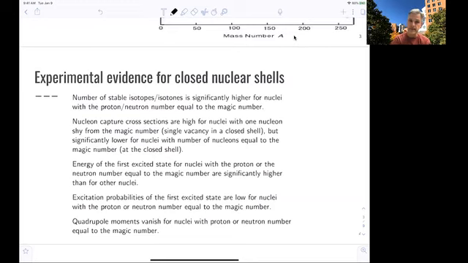You either just add a nucleon to close it, or you have to pay a higher price. The energy of excited states for nuclei with a proton or neutron number equal to the magic number is significantly higher than for other nuclei. So these are all experimental observations. And the excitation probabilities of the first excited states are low for nuclei with a proton or neutron or both numbers equal to the magic numbers. Quadrupole moments, we haven't discussed those at length, but you can think about them as deformations of the nuclei. They almost vanish for nuclei with proton or neutron numbers equal to the magic numbers. So those are more spherical kinds of objects.